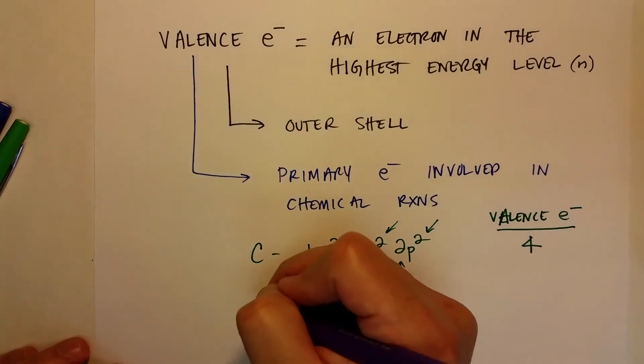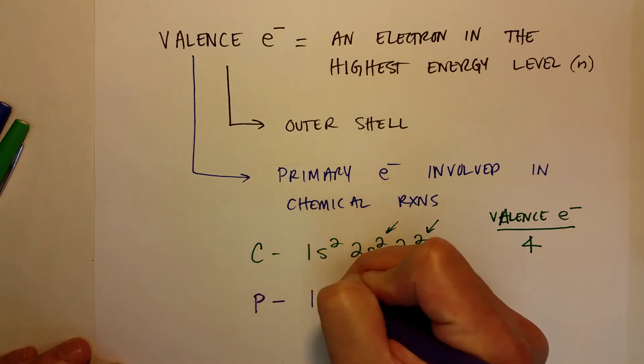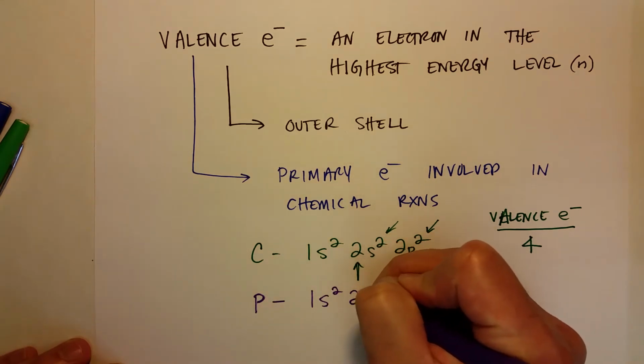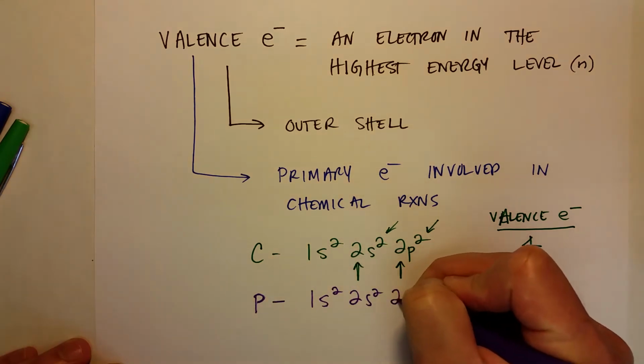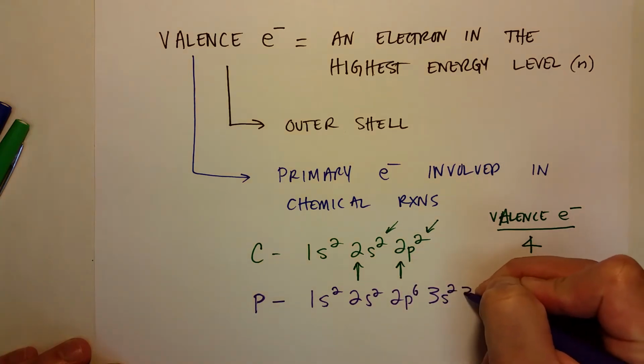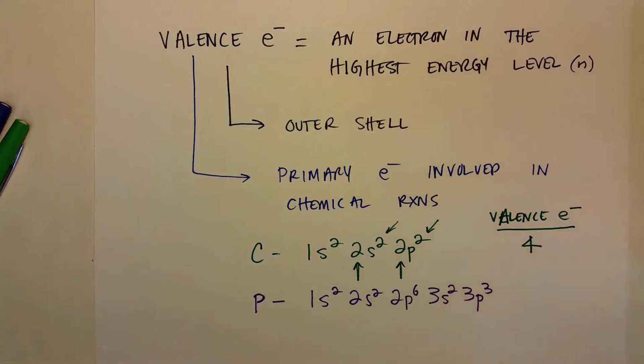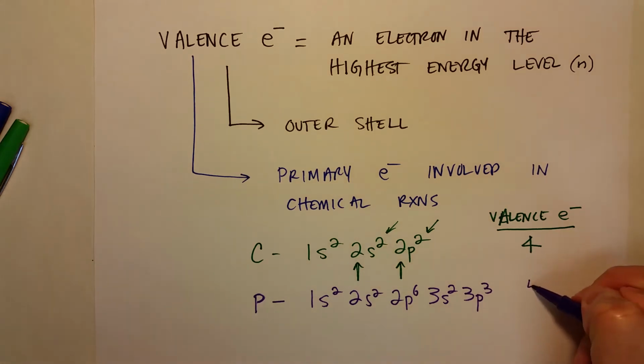The other element that we did the electron configuration for was phosphorus. It had an electron configuration of 1s2, 2s2, 2p6, 3s2, 3p3. Phosphorus's highest energy level is N equals 3, and in energy level 3 it has 2 plus 3, 5 valence electrons.